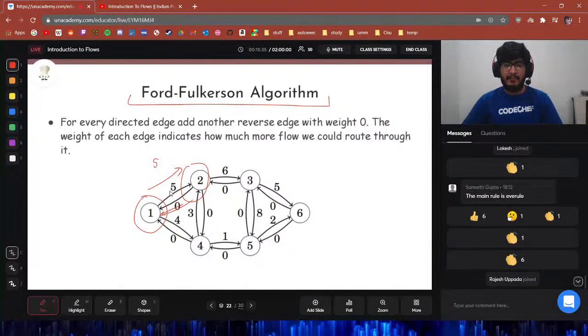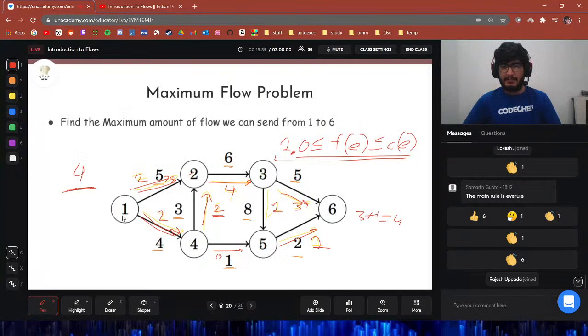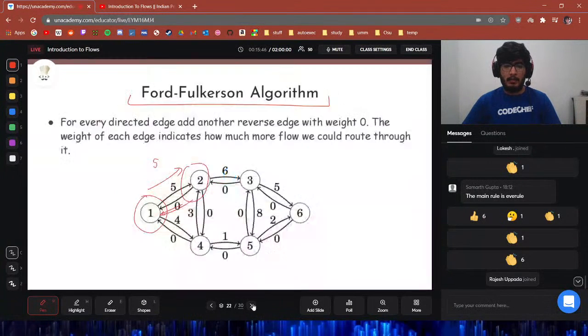Let's say in the final graph we reach a level like this, where from 1 to 2 there is a flow going with the value 2. Then this edge is going to be 3 and this edge is going to be 2, right? Let me actually draw this.